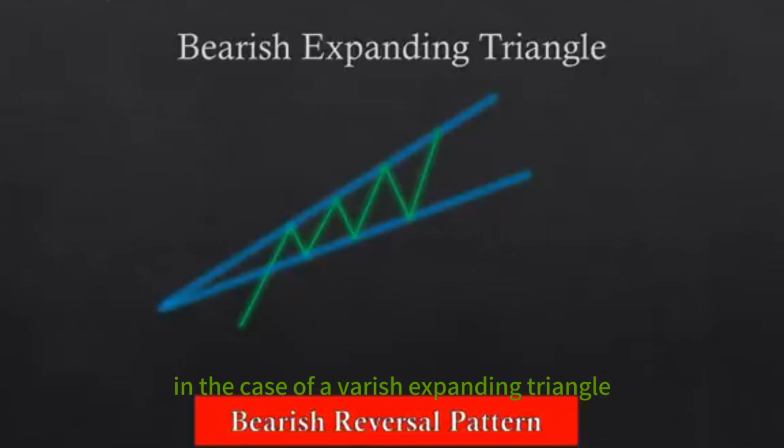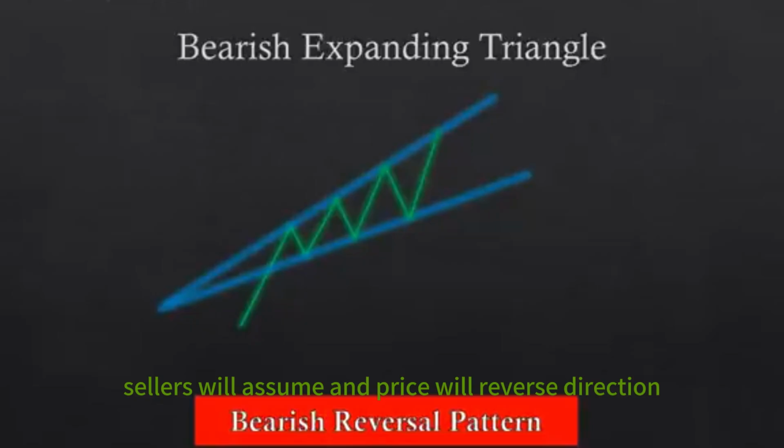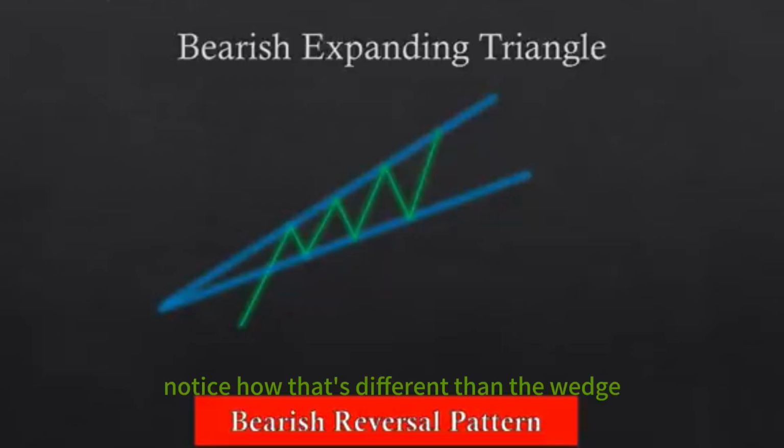In the case of a bearish expanding triangle, the current market player are the buyers since price is going up, so they will produce progressively larger price movements to finalize the trend, and after that, sellers will assume and price will reverse direction. Notice how that's different than the wedge, where the current market player is losing power.